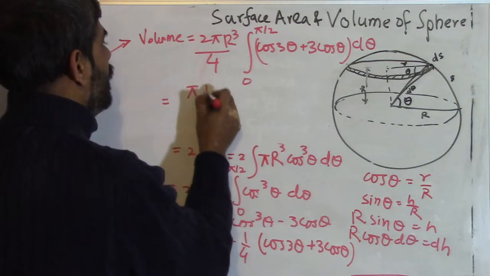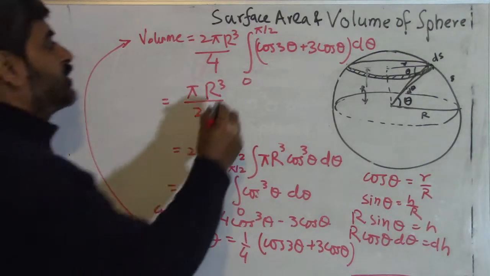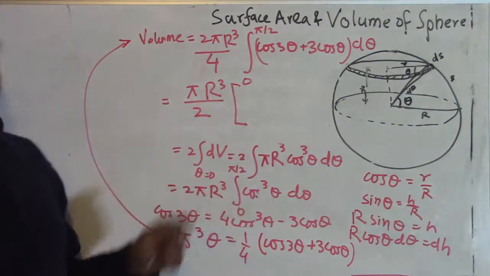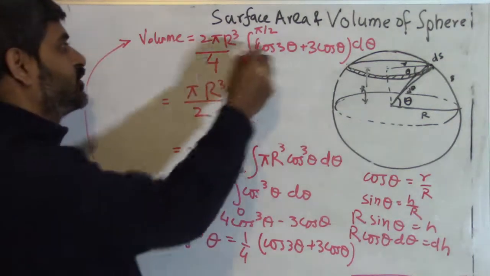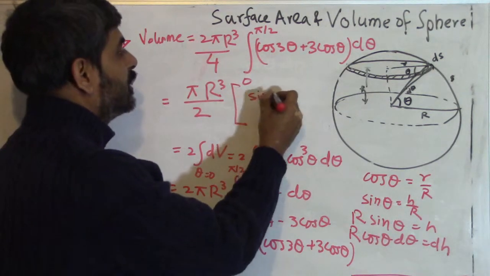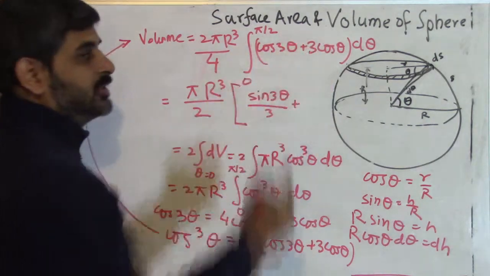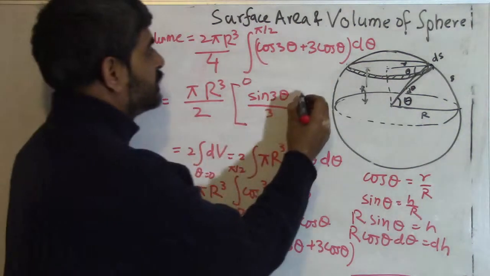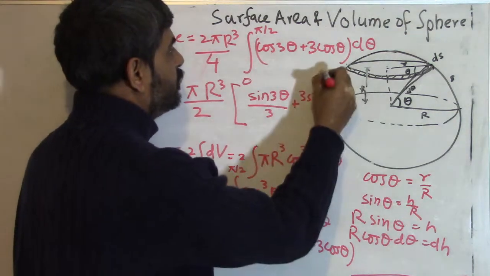This is pi r cube divided by 2. And now we are trying to integrate this. Cos 3 theta integrates to sin 3 theta divided by 3. And 3 cos theta integrates to 3 sin theta. Theta varies from 0 to pi by 2.